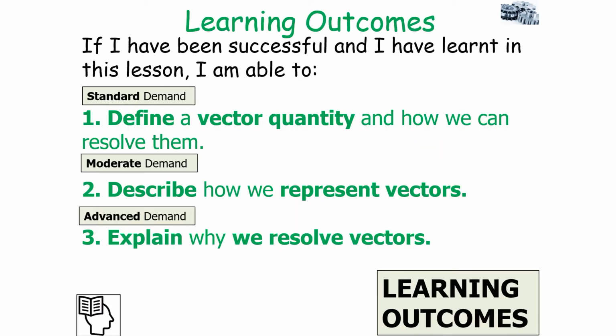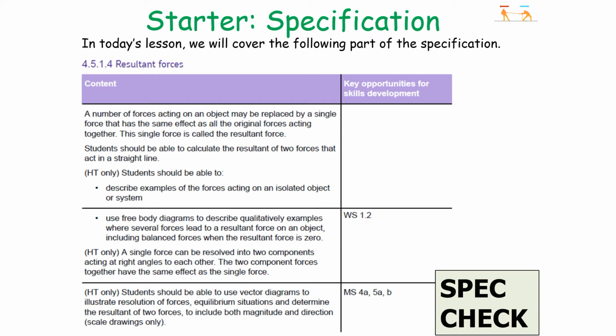So if you've been successful and learned in today's lesson, you should be able to define what a vector quantity is and how we can resolve them, describe how we can represent vectors, and explain why we resolve vectors in the first place, which links into the following part of the GCSE Separate Science Physics specification, resultant forces.